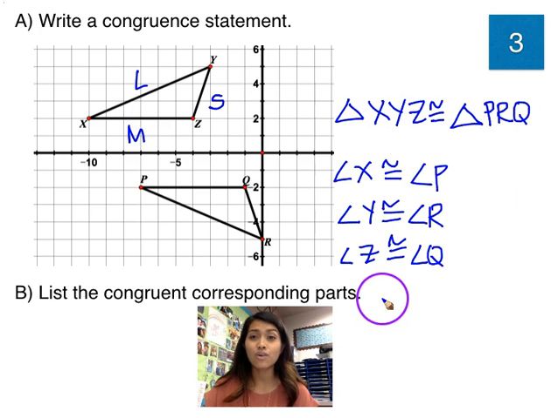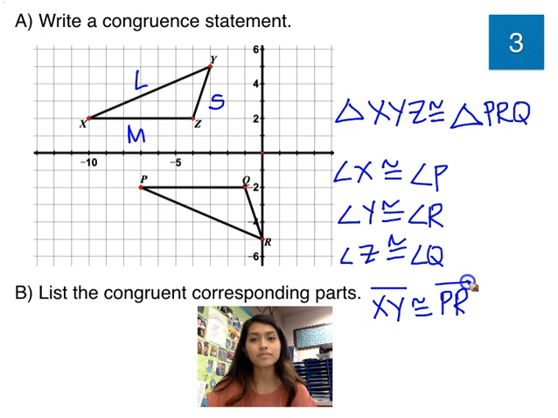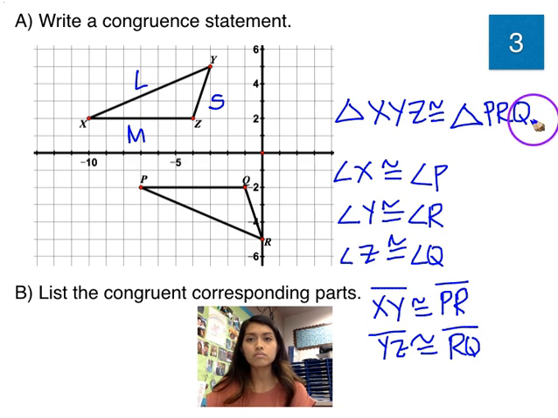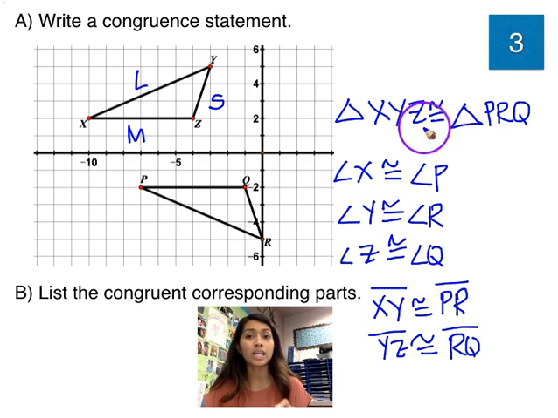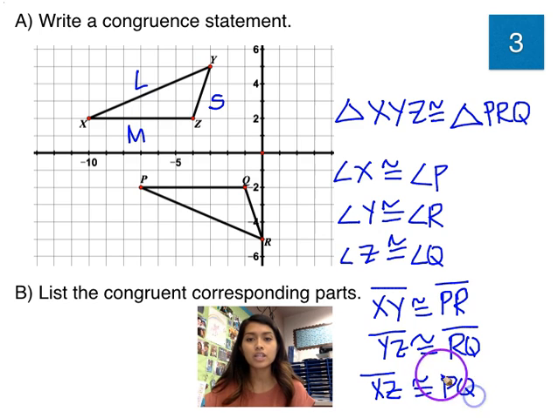Now I got to list all the line segments. Again, use the words line segments. I'm going to say line segment XY is congruent to the first and second line segment PR. Now moving on to the second and third, so line segment YZ is congruent to line segment RQ. Now I'm running out of space, so I'm going to go ahead and do first and last. So I'm going to say line segment XZ is congruent to line segment PQ.